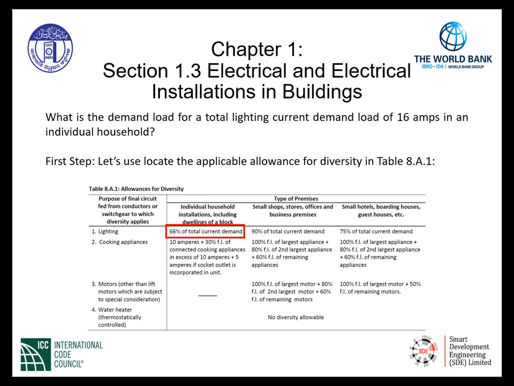What is the demand load for a total lighting current demand load of 16 amps in an individual household? First step, let's locate the applicable allowance for diversity in Table 8.A.1. The lighting we find in Item 1. We move to the right-hand side for the type of premises, and we obtain the value of 66% total current demand for lighting load.